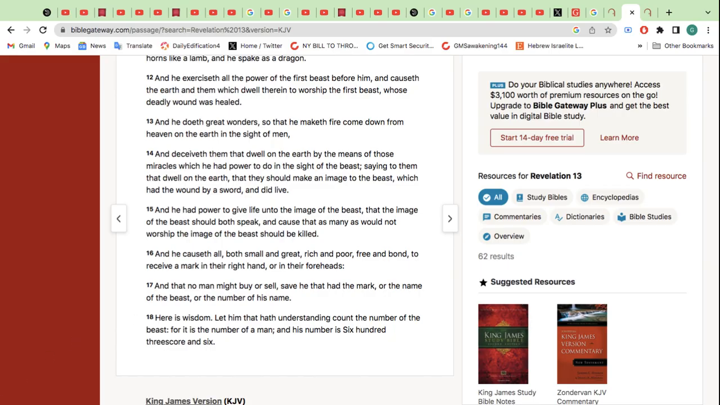Revelation, let's go to Revelation 13:16. And he causeth all, both small and great, rich and poor, free and bond, to receive a mark, a charagma, in their right hand or in their foreheads. Verse 17. And that no man might buy or sell, save that he had the mark, or the name of the beast, or the number of his name. All right, you won't be able to buy or sell without it.